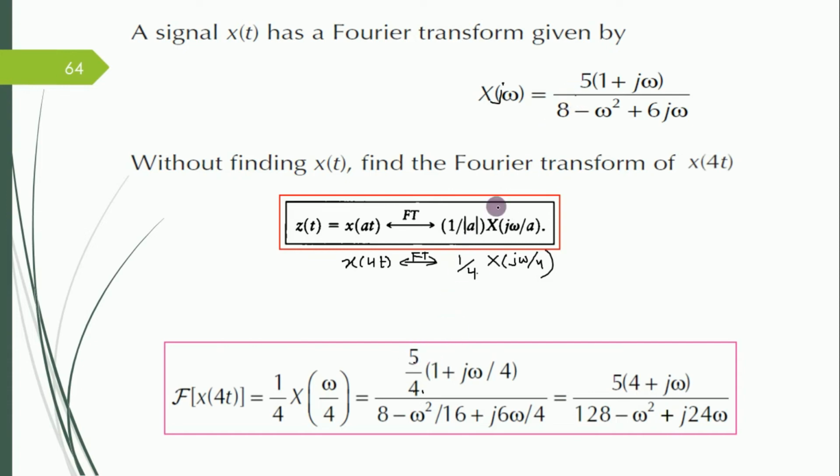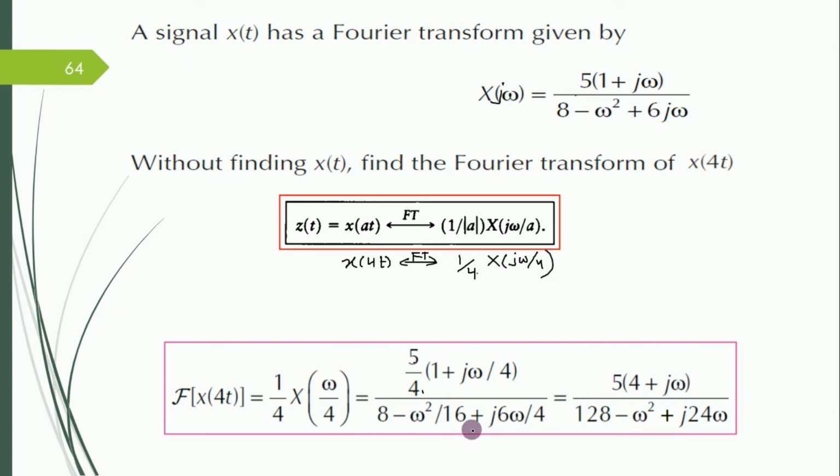Pi as it is, 1 plus, in place of j omega, I am writing j omega by 4. Here also the same thing, 8 as it is, minus omega, in place of omega I need to write j omega by 4. So j omega by 4, j omega squared is minus omega squared. You get omega squared divided by 4. For 4 squared you will get 16, plus 6, in place of j omega I need to write j omega by 4. So this 4 and 16 are in the denominator.